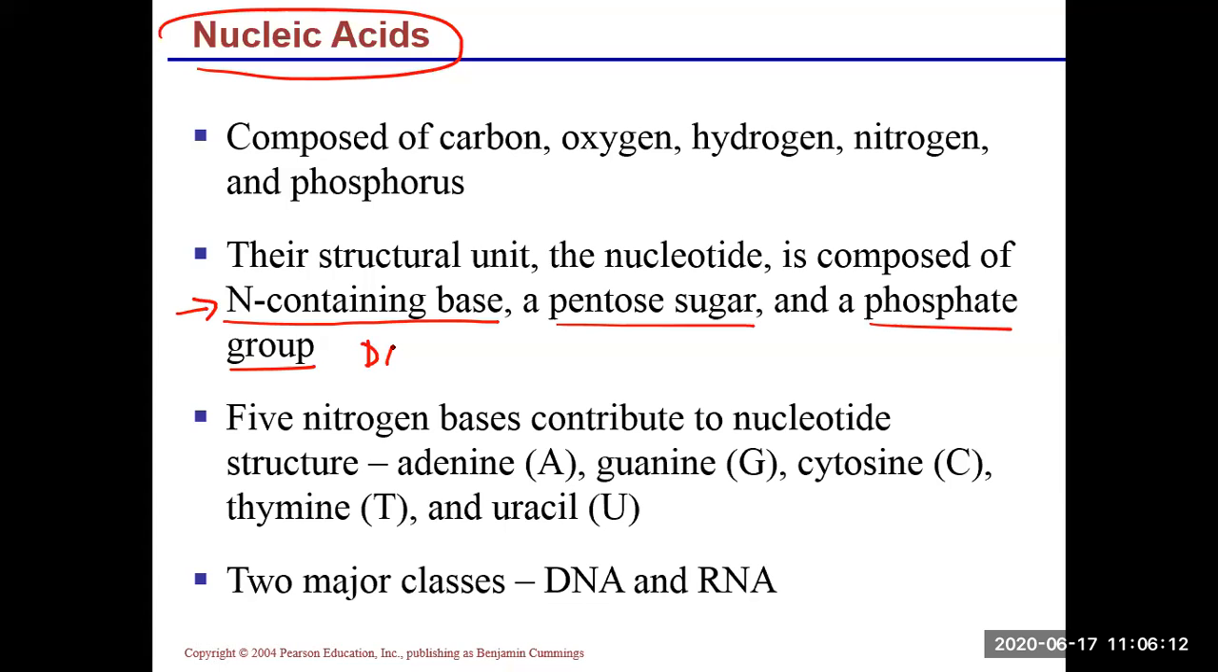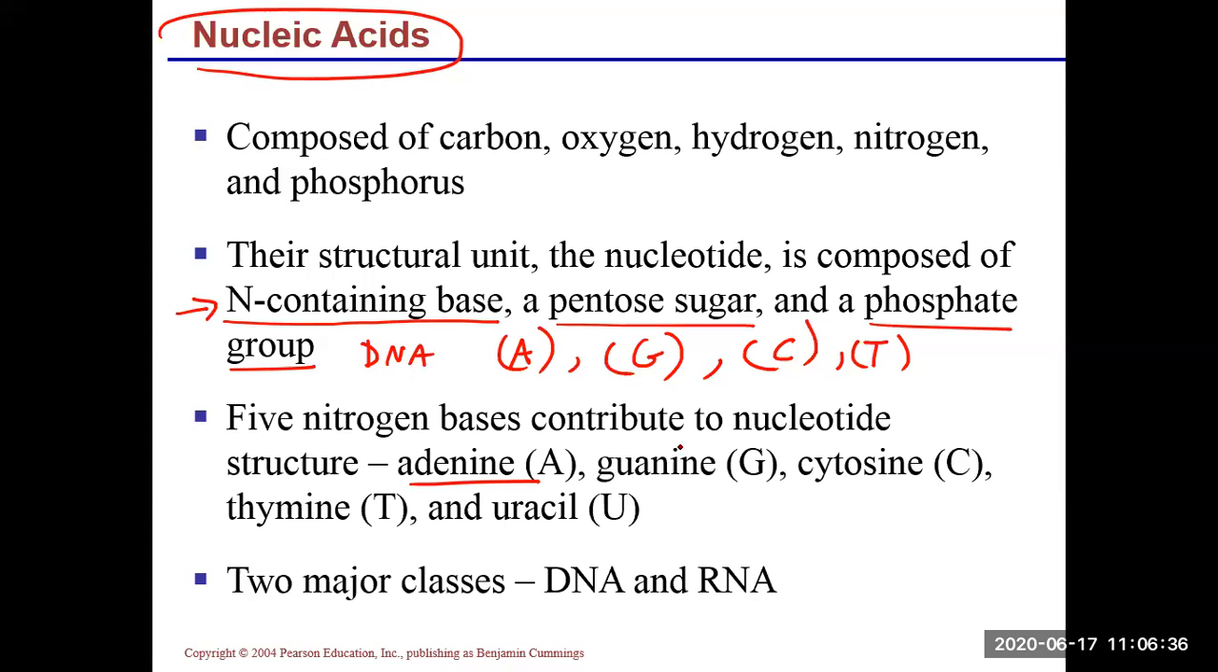So in DNA, you have adenine, which we abbreviate as A. You have guanine, which we abbreviate as G. You have cytosine, which we abbreviate as C. And also we have thymine, which we abbreviate as T.